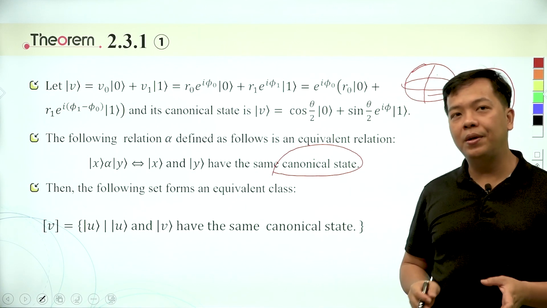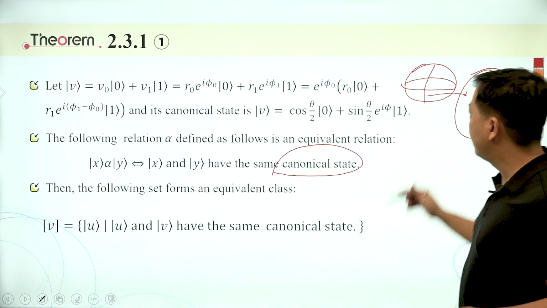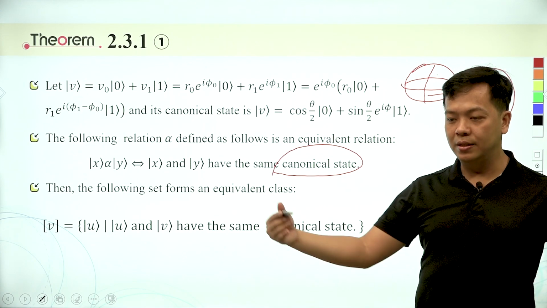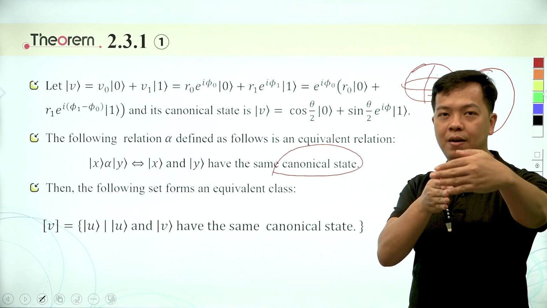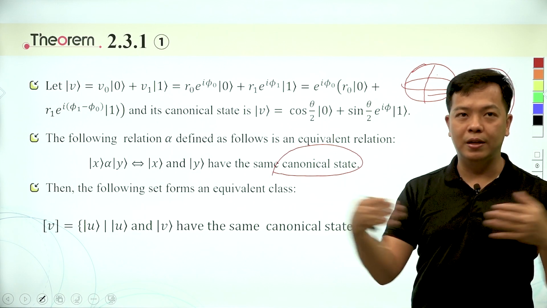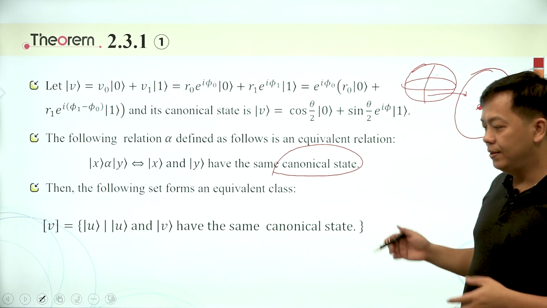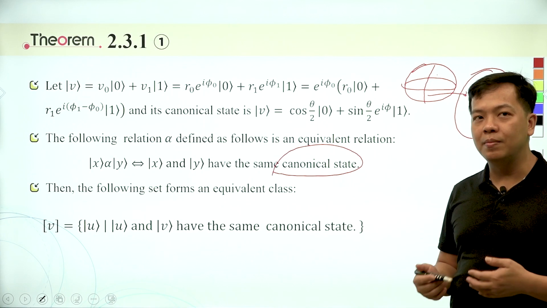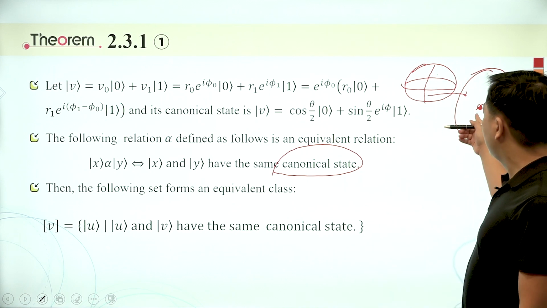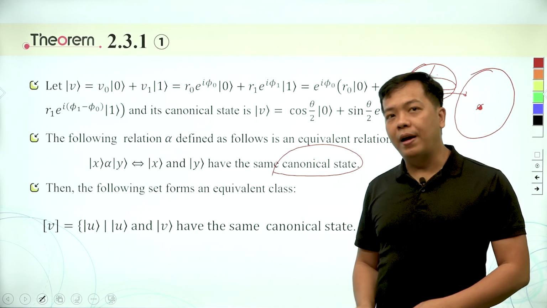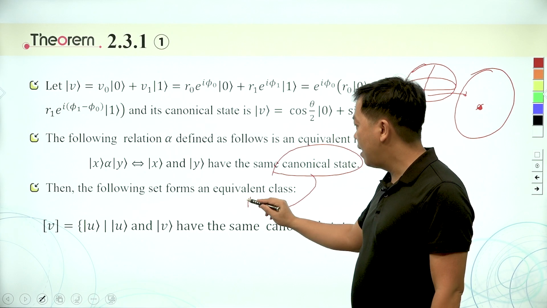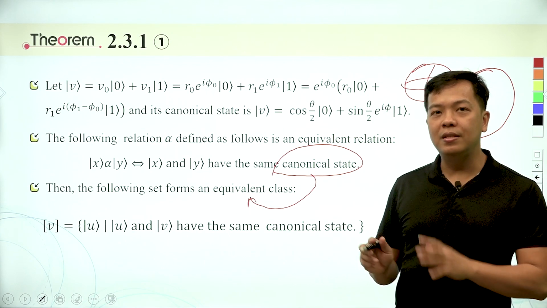That is very important because what we calculate in 3 dimensions is more complicated, and we are not sure they have the same direction, or the same pole, north pole or south pole. So we need a way to check if they are in an equivalence class. The key point, I hope you remember: if two vectors have the same canonical state, then they are in an equivalence class.